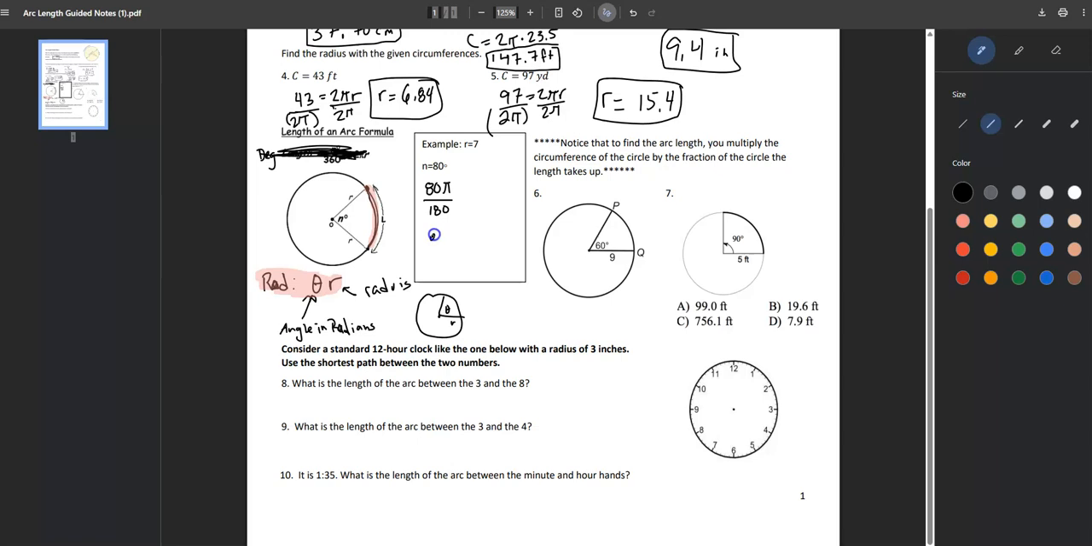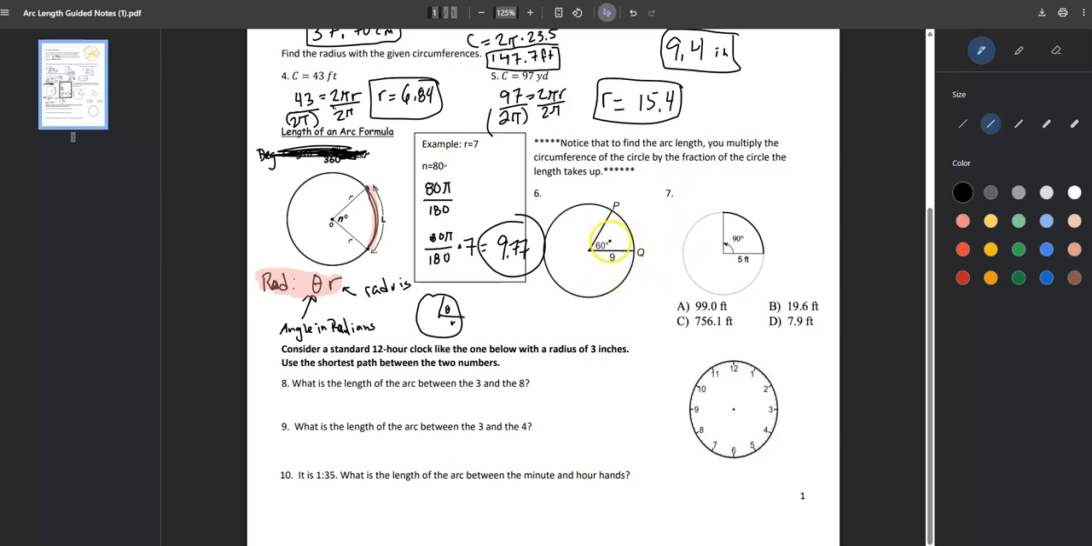Then all I do is take that 80 pi over 180 and multiply it by 7, and that'll give me my arc length when it's all said and done. So calculate that. I get 9.77, and that would be my arc length, or the piece of the circumference.